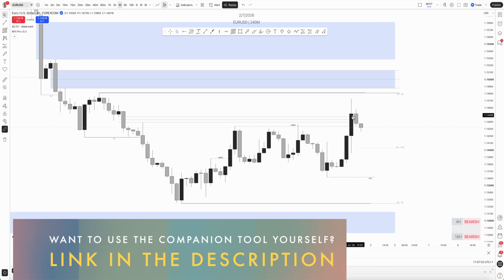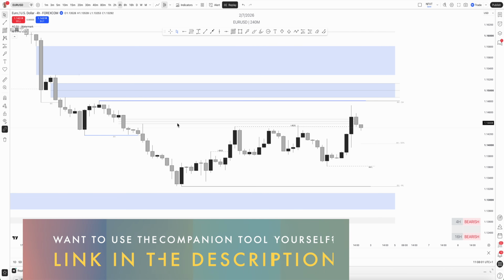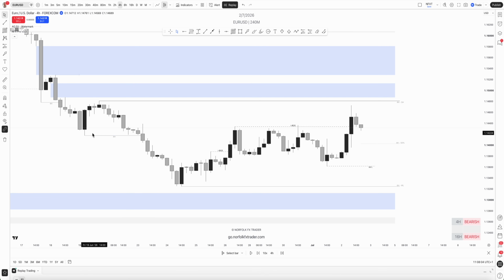And that's why I love this tool, because I don't have to go back in time to see whether those areas need to be deleted or not. It automatically does this for me. So I can remove this off the chart. In fact, let me just remove all previous areas. We don't need them anymore.